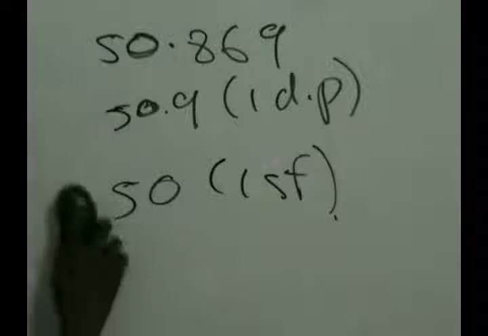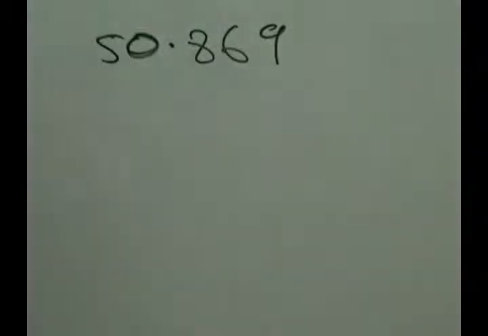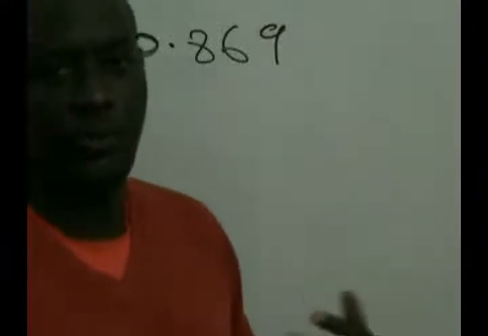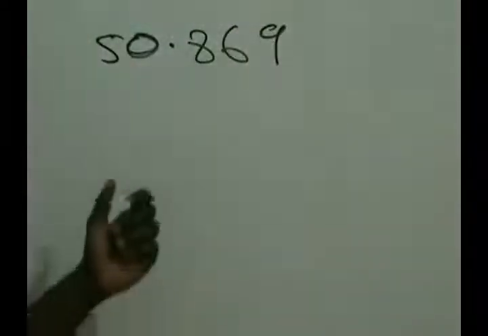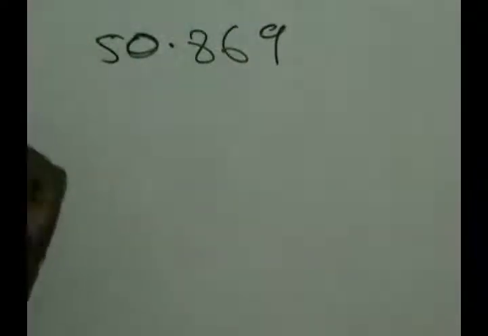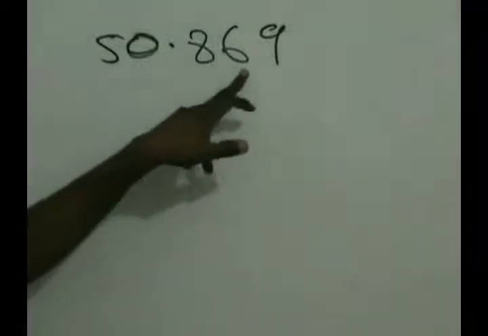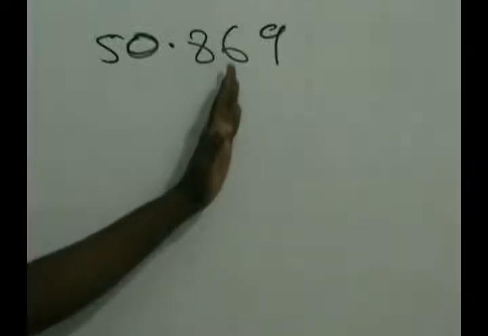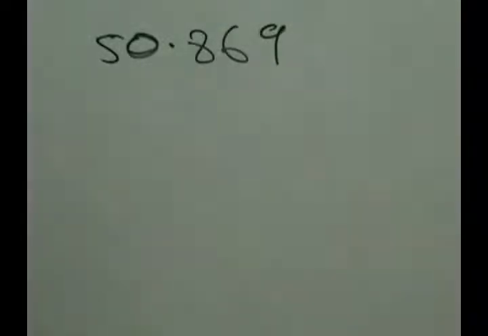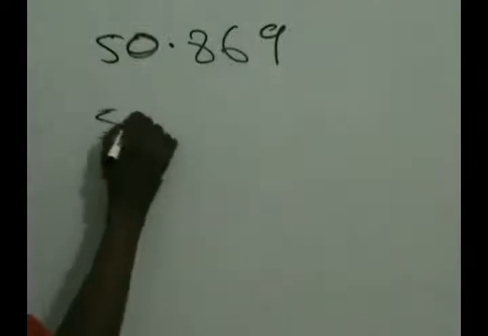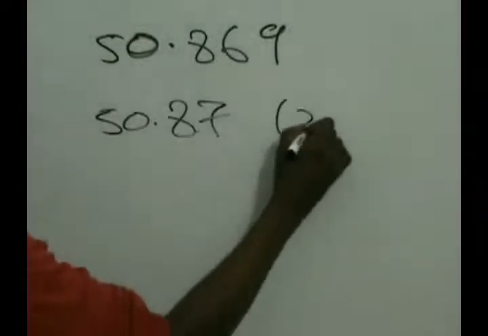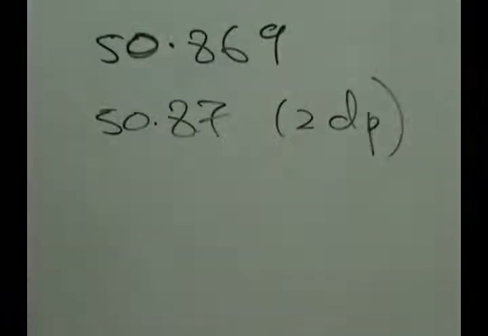Alright, so let's change the game now to 2. We want to express 50.869 to two decimal places and to two significant figures. Good? So again, we find the first decimal place, which is the 8, followed by the second, which is the 6. Seeing that the number after the 6 is a 9, 50.869 will be 50.87 to two decimal places.